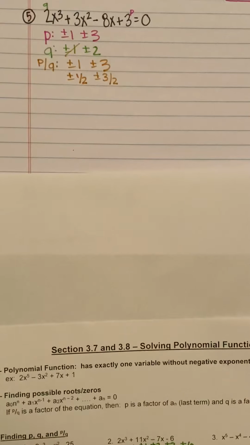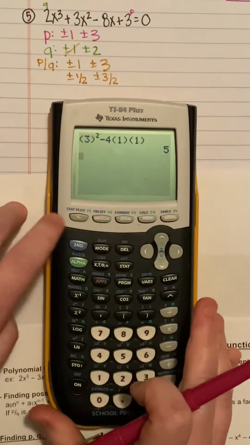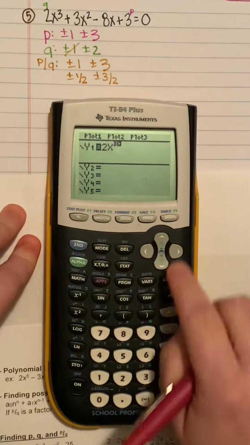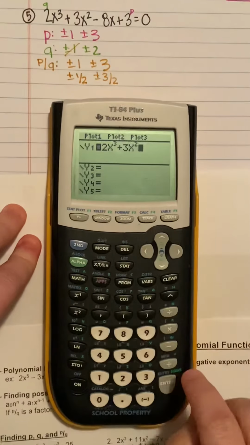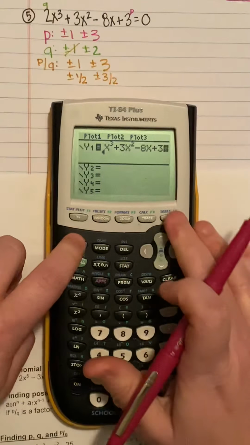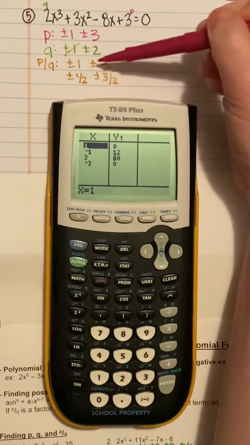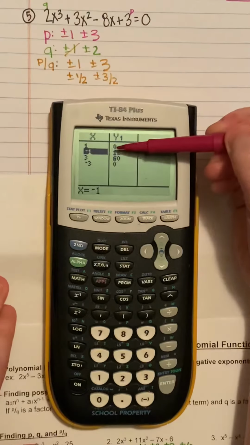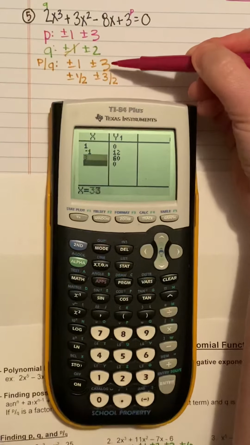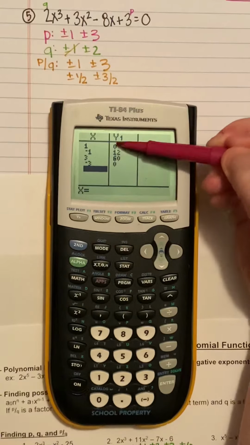All right, so next thing I'm going to do is go to my calculator. Here comes my calculator. Remember, y equals, type in my original function, 2x to the third plus 3x squared minus 8x plus 3. Next thing I'm going to do is go to my table, and I'm looking for which of these 8 gives me a 0. So I got 1. That gave me a 0. Negative 1, did not give me a 0. Next thing I try is 3. Not a 0. Negative 3, that gave me a 0. So far I got 2 solutions right here.